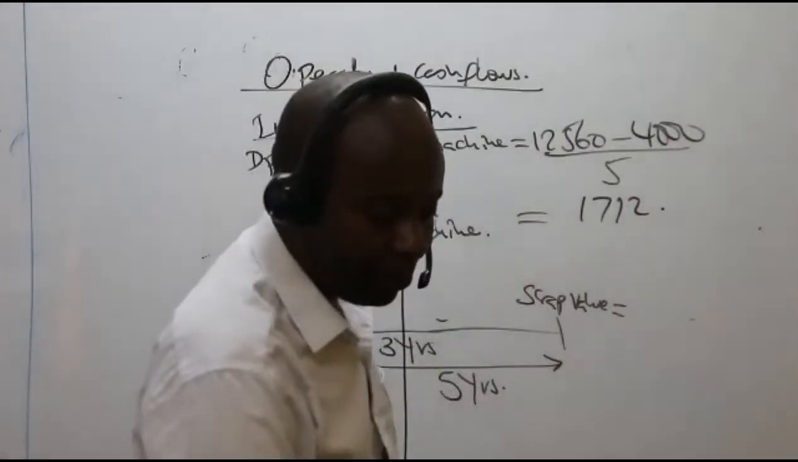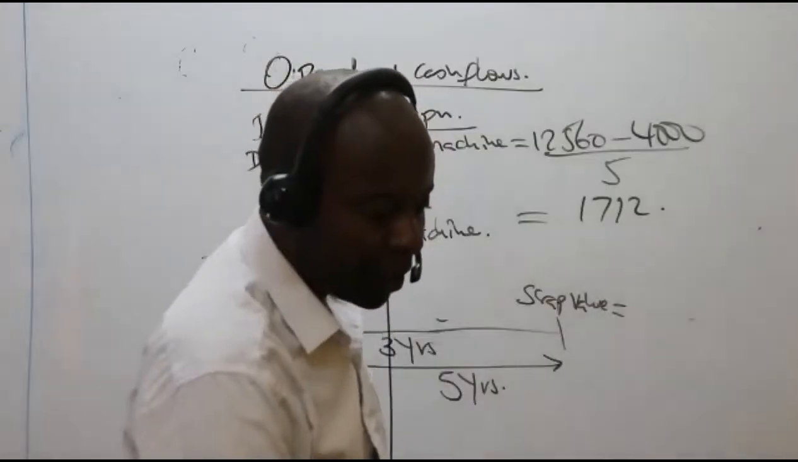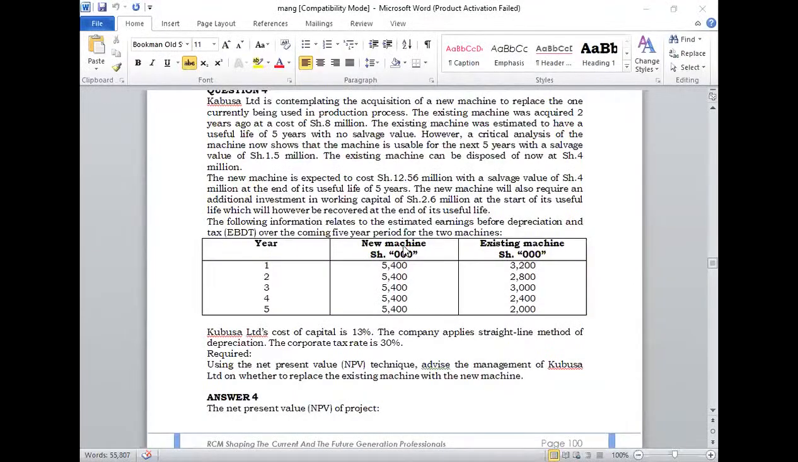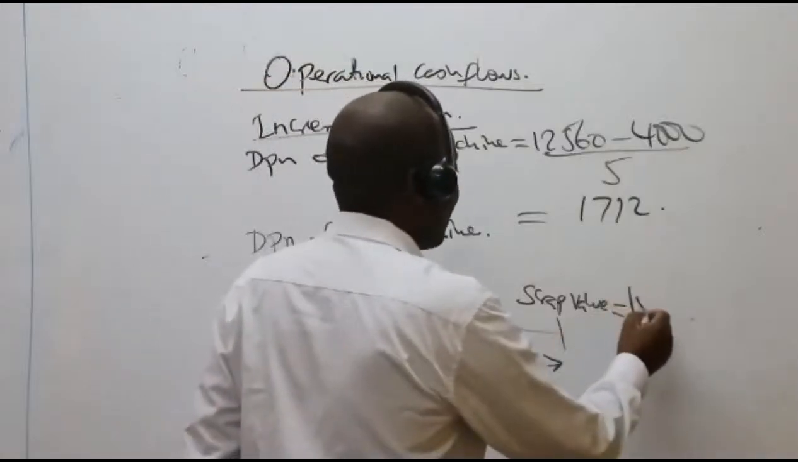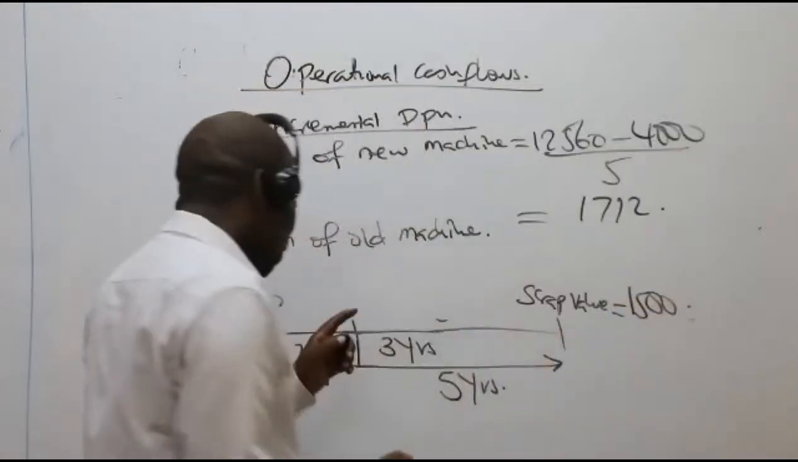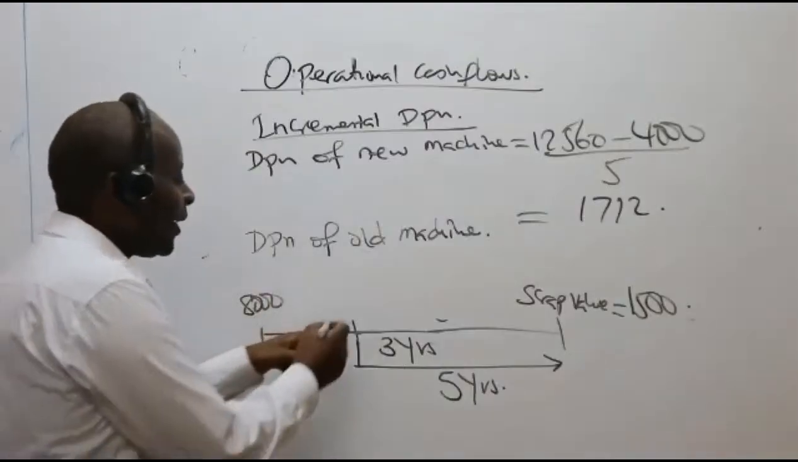After elongating the period, they are telling us, however, a critical analysis of the machine now shows that the machine is usable for the next 5 years with a salvage value of 1,500. So the salvage value here, which is scrap value, is 1,500. But now the question comes here: what figure should we put here?